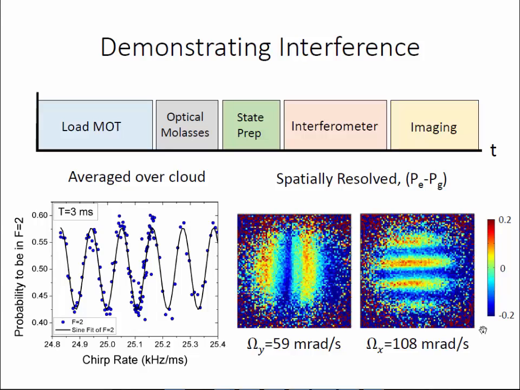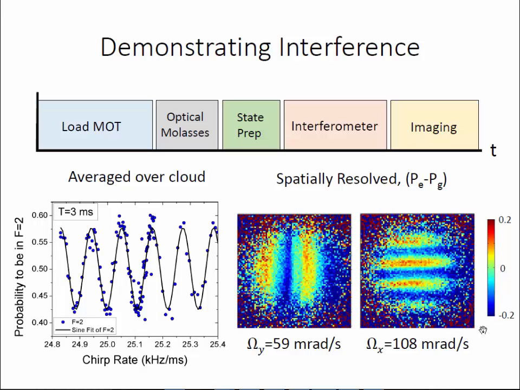First, though, I want to tell you about the experimental sequence that we use. First, we load a magneto-optical trap. We do some optical molasses to get down to a temperature of a few microkelvin. We prepare the atoms in the state that we want, and then we do our interferometer sequence. Finally, we image the cloud. If I don't apply a rotation, I can do the usual thing in atom interferometry where I measure the average transition probability in the cloud. Here what I'm showing you is the average transition probability as a function of the interferometer phase, which I'm controlling by scanning the chirp rate between my Raman lasers.